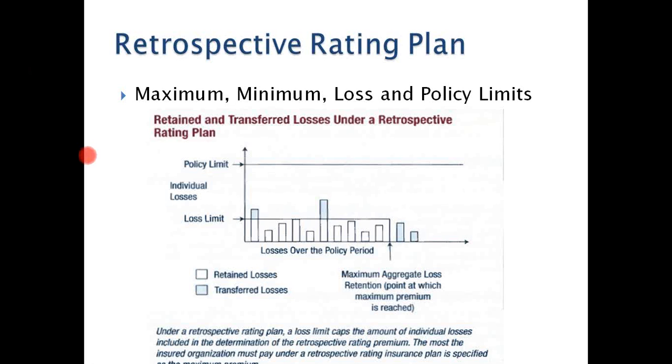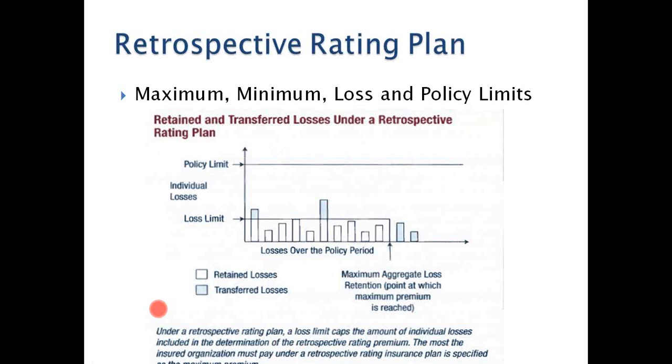So what you're going to see in this chart is what it talks about is maximum, minimum, and loss and policy limits. And so we'll kind of walk through this graphic here. Again, if you can explain the graphic, that's really the goal here, because it really explains what a retro plan is looking like. So within a retro plan, under retrospective rating plan, a loss limit caps the amount of individual losses included in the determination of the retrospective rating premium, and the most the insured organization must pay under retrospective rating plan is specified as the maximum premium.